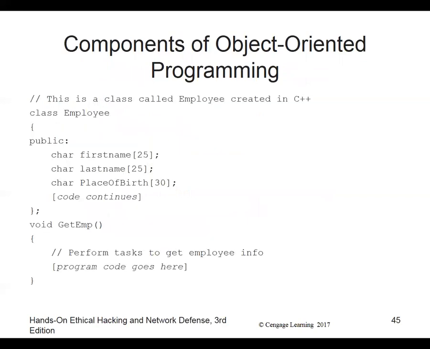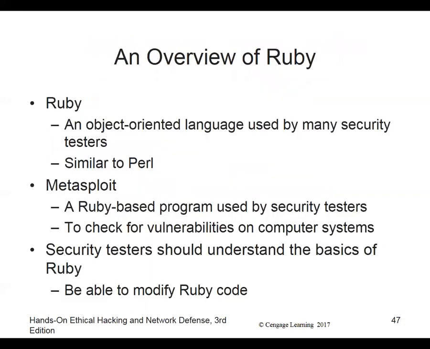We're going to get over here to Ruby. They have a lot of slides on Ruby. Get ready for this. It's an object-oriented language used by many security testers. This is very similar to Perl, but Perl is also very similar to Python. Metasploit, the new version, is written in Ruby. That's the reason we're going to be doing something with it. Oh yeah, big time. I mean, Metasploit is written in Ruby.